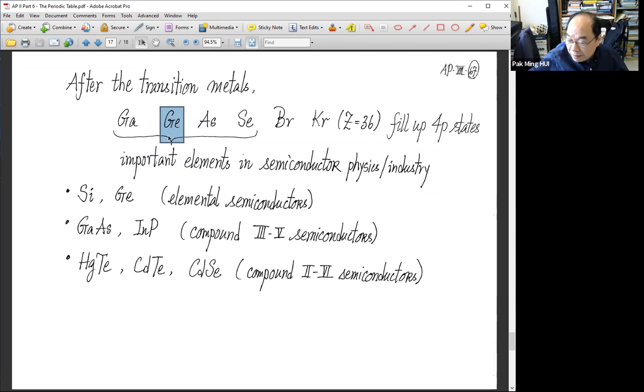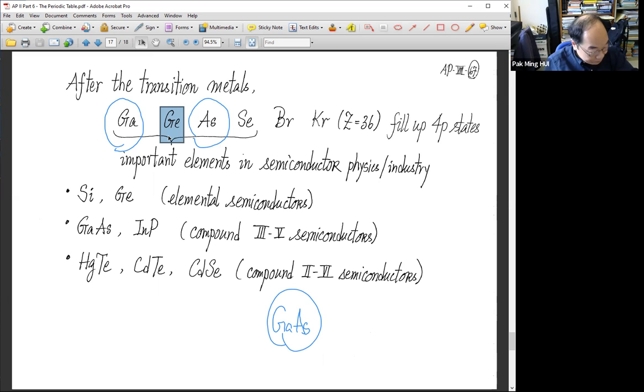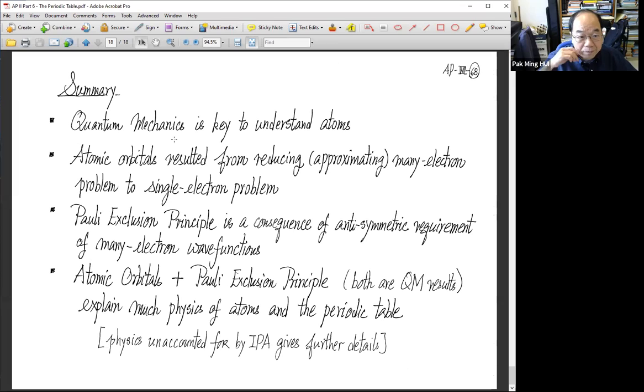And now the most important compound semiconductor is formed by these two things. It's called gallium arsenide. I think some of your devices, laser pens, things like that, are manufactured from these compound semiconductors. Okay, so the periodic table as you go down remains very useful. So the last page, let me summarize.